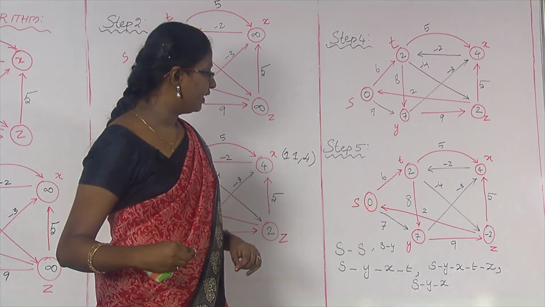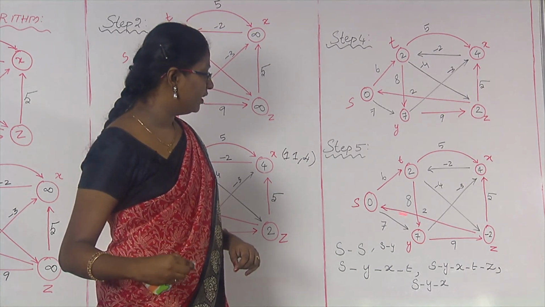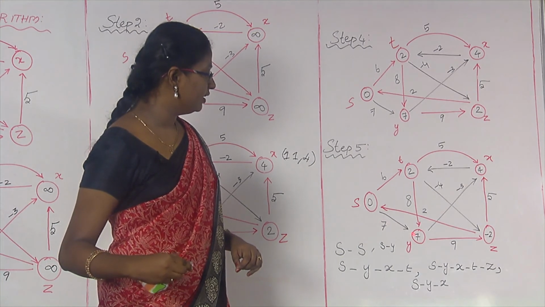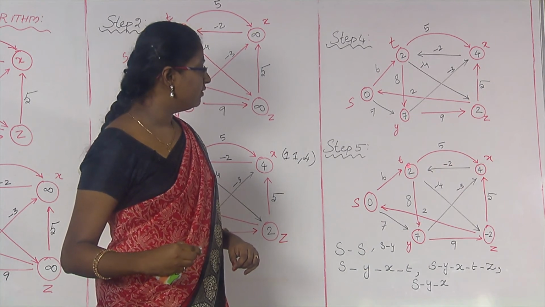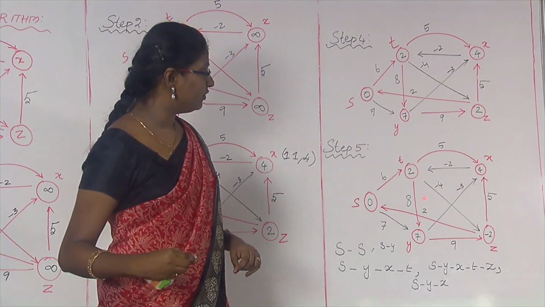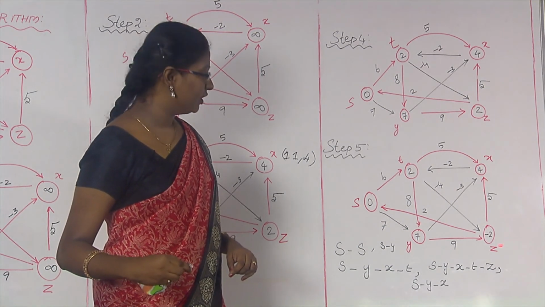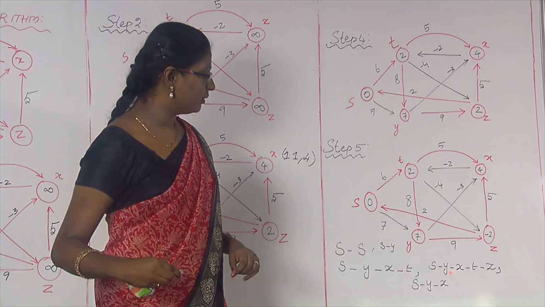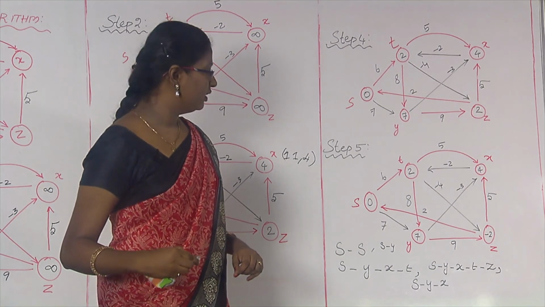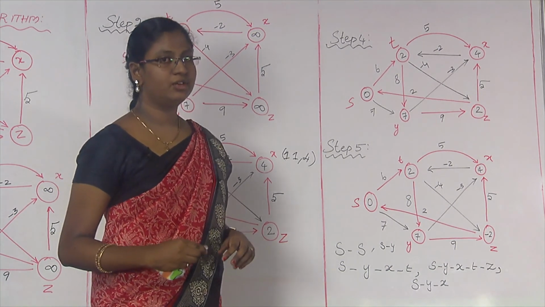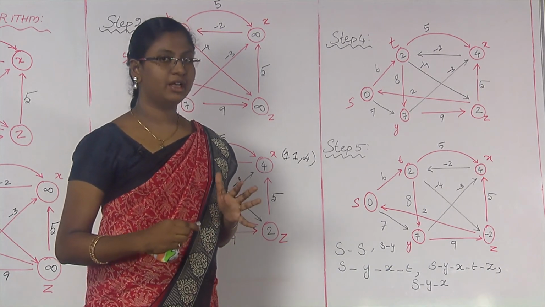The path is from S to Y, Y to X, X to T and T to Z. From S to Y, the distance is 7, from Y to X, the distance is minus 3, from X to T, the distance is minus 2, from T to Z, the distance is minus 4. If you add all those things, that is 7 minus 3 minus 2 minus 4, that will give you minus 2. So, this is the shortest path, S to Y, Y to X, X to T, T to Z, and the distance we have written here, minus 2. So, this algorithm, that is Bellman-Ford algorithm, gives me the shortest distance or shortest path between source vertex to all other vertices.